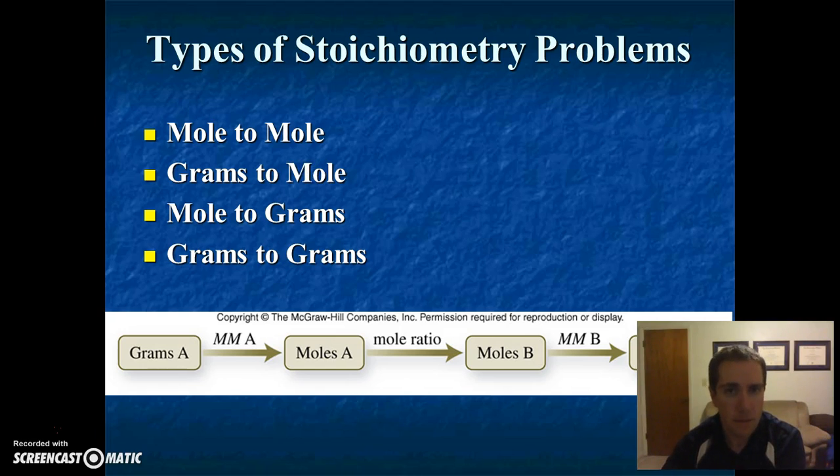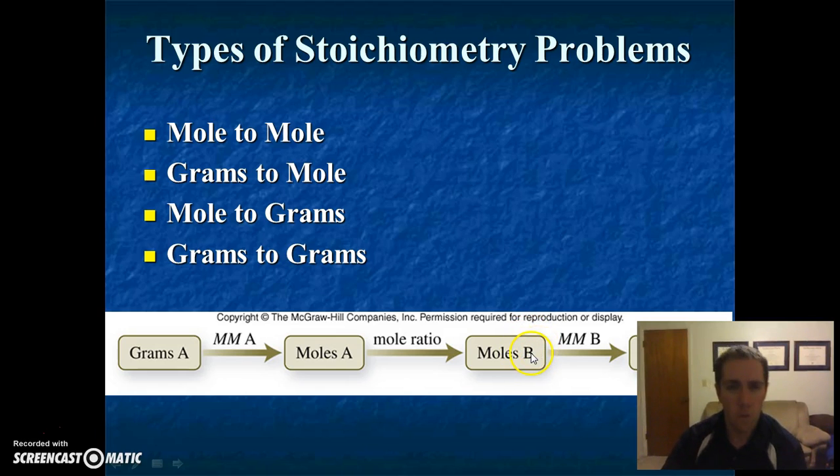There are 4 types of stoichiometry problems. You can go mole to mole, grams to mole, mole to grams, grams to grams. We'll go more over this in class, so you'll see what that means. Basically, we can work on a little flowchart here. We're always going to start with the quantity of one thing in our reaction. It can either be a product or a reactant. The thing that we're starting with is always going to be A, and whatever we're trying to find out, we're going to call B.